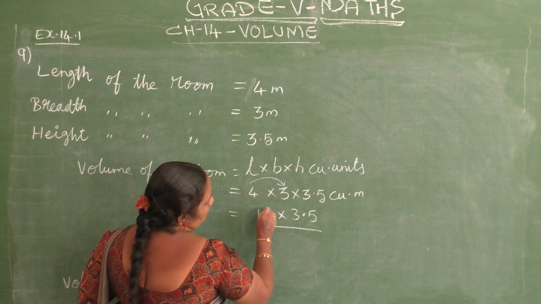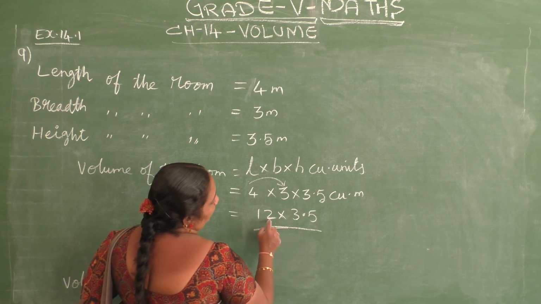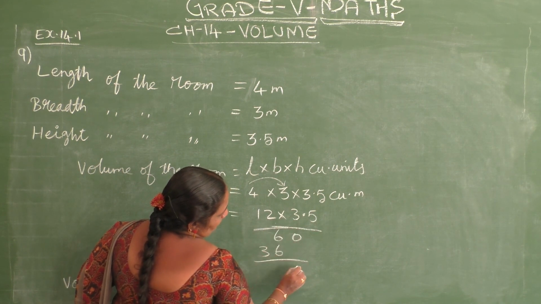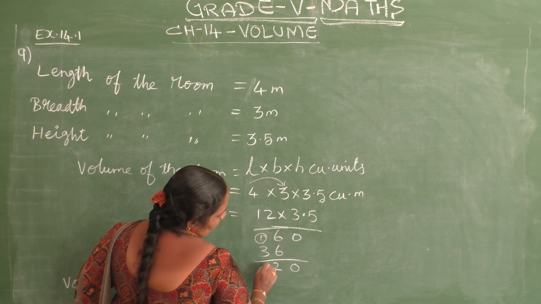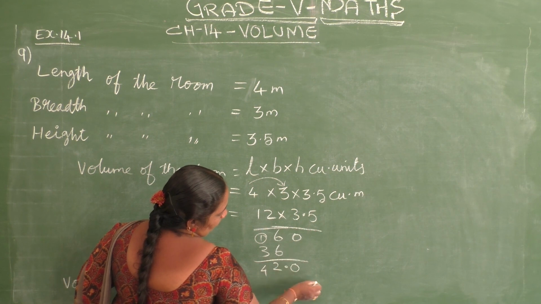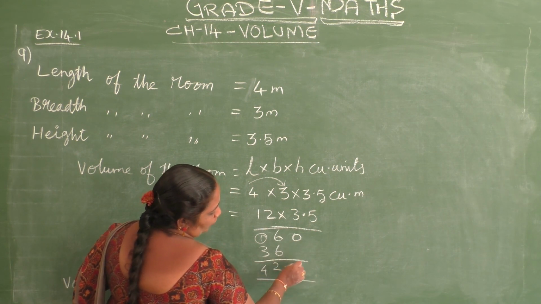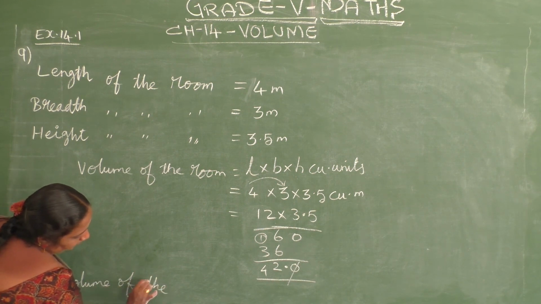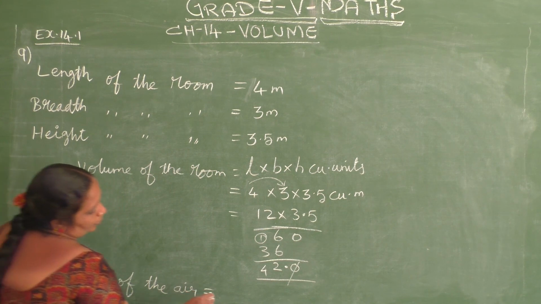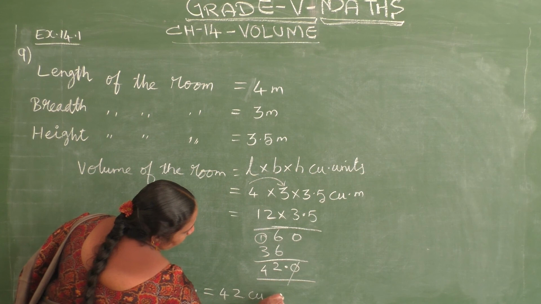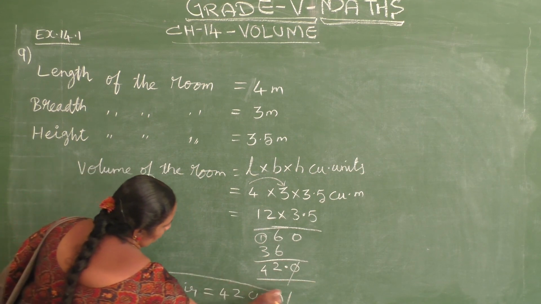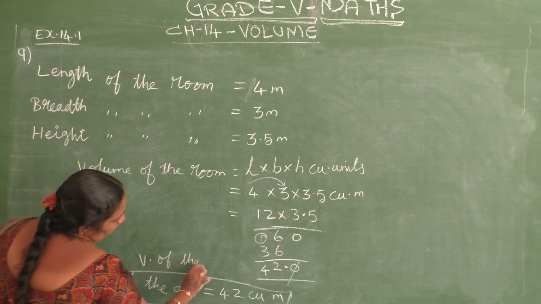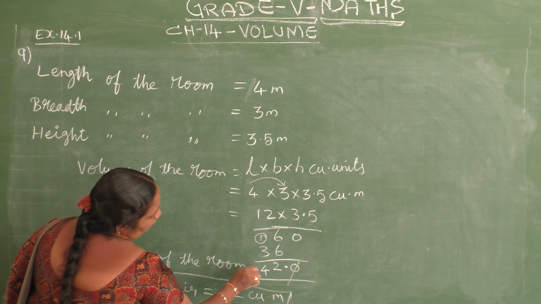Okay, so 3 4s are 12. That means 12 into 3.5, 2 5s are 10, remaining 1 5s are 5, 5 plus 1, 6. 2 3s are 6, 1 3s are 3. So 0, 6 plus 6 12, remaining 1, 4. So after 1 digit you have to keep the decimal point. So 42.0, after the decimal point no value for that 0, so no need to write that 0. So volume of the air is 42 cubic meter. This is the final answer. This is also volume of the room also. This 42 cubic meter only.